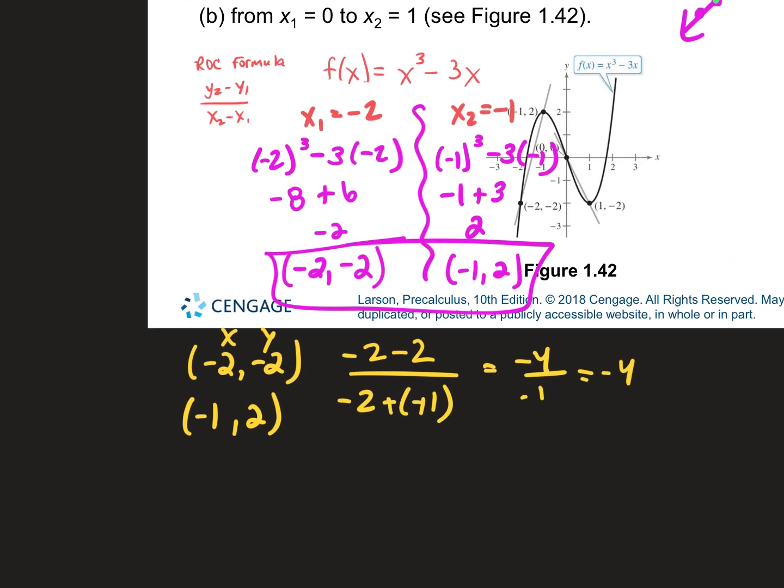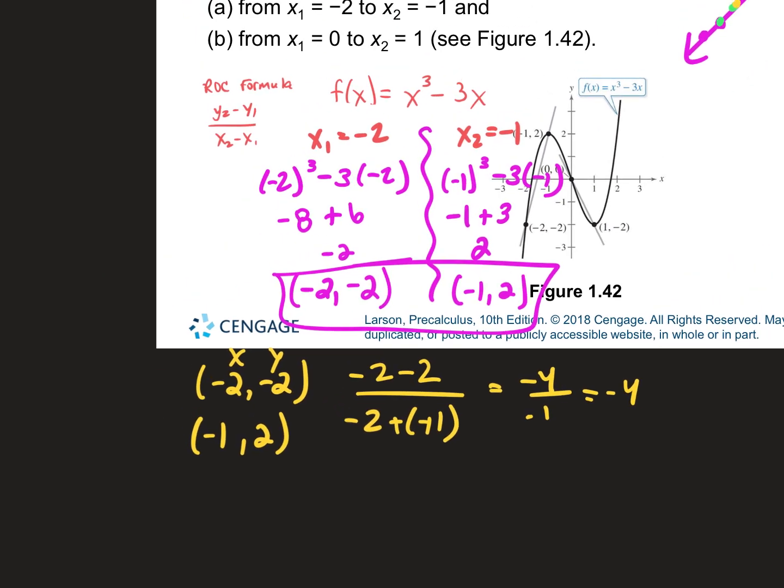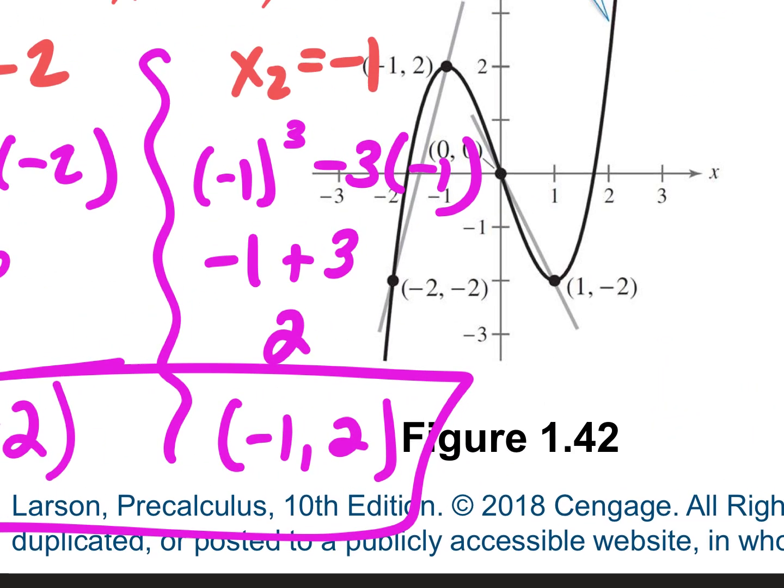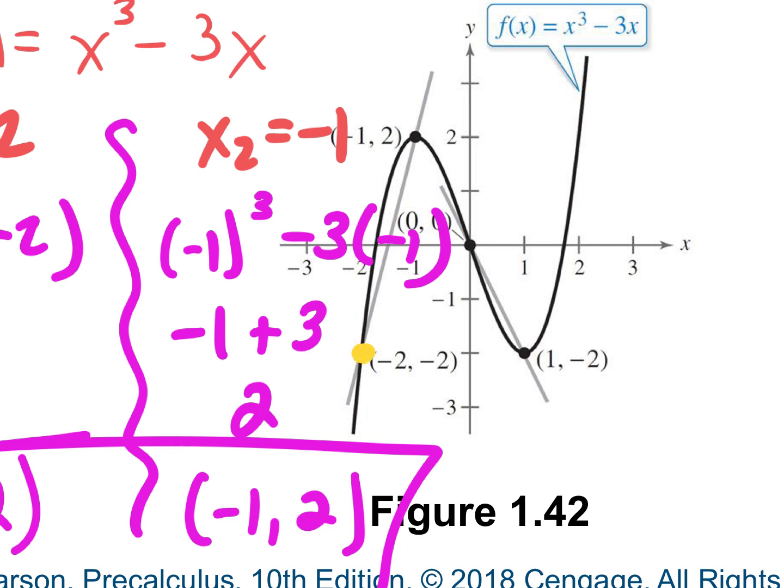So the average rate of change between the point negative 2, negative 2 and negative 1, 2 is what kind of 4? Yeah, I meant to put that. It's positive 4, correct? You guys agree? Now look at this part of the graph. From here to here, if I were to follow the graph, is it going upwards or downwards? Is it increasing or decreasing? It's up. So does it make sense that your average rate of change would be positive?